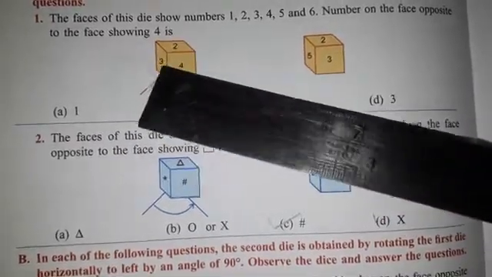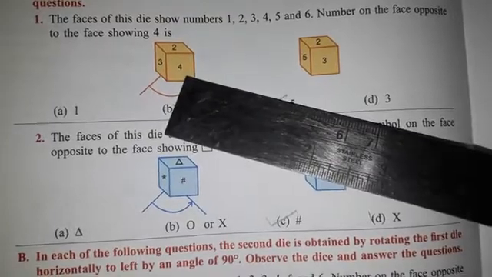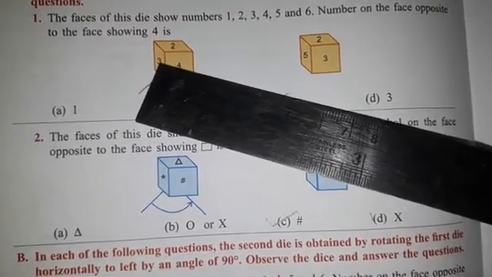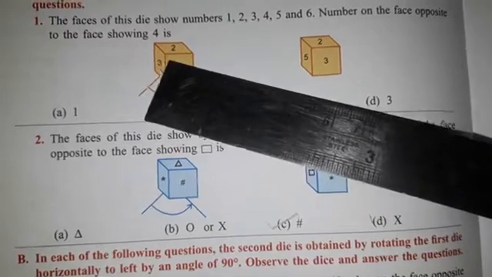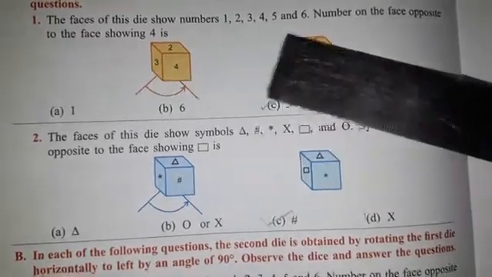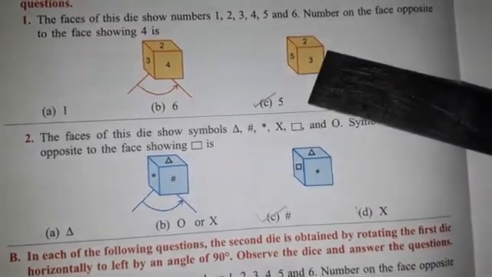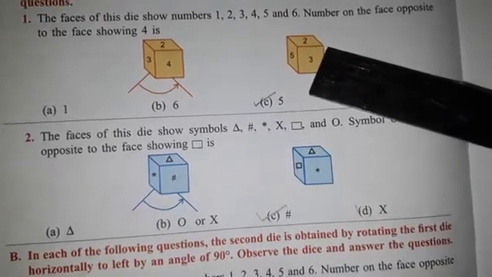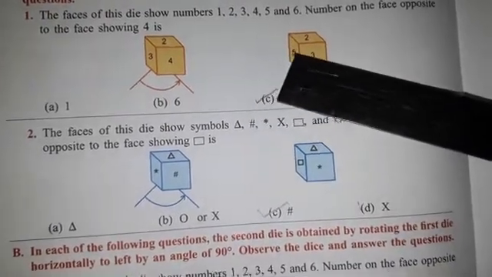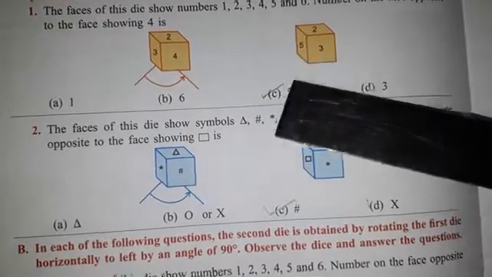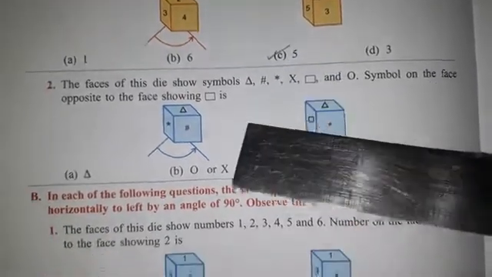So 2, 3 and 4 is given. You can see 3 is on the left side of 4. So when it is turned like this, 3 is on the left side, so 4 is behind. So what is the opposite of 4? 5 is the opposite of 4. So C is your answer.